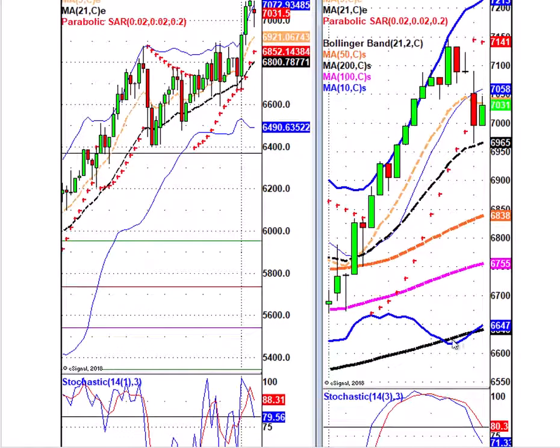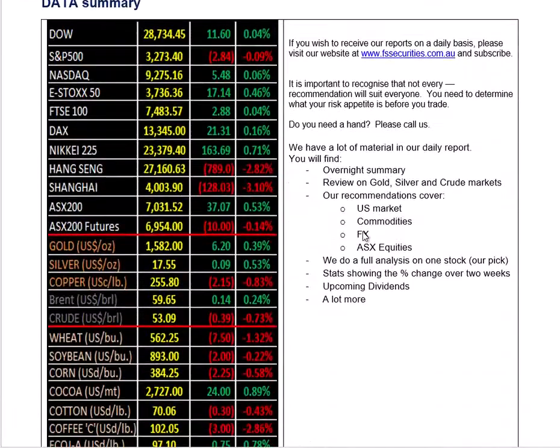So don't get confused with the green candle. Remember that the indicators will help you to determine the overall trend of the market. And again, in our education program, we teach you how to look at those indicators and determine the trend.